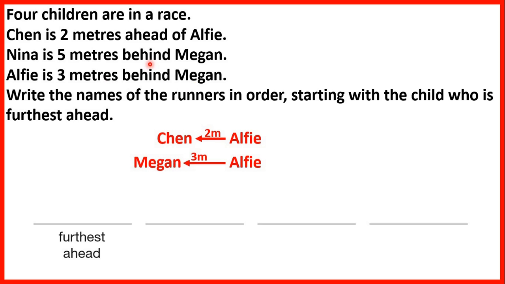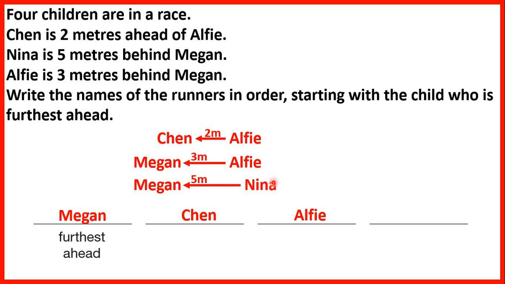So now we can come back to our second statement. Nina is 5 meters behind Megan. So Nina is 5 meters behind Megan, which means that Megan must be the furthest ahead. Then we have Chen, then Alfie, and then furthest behind is Nina.